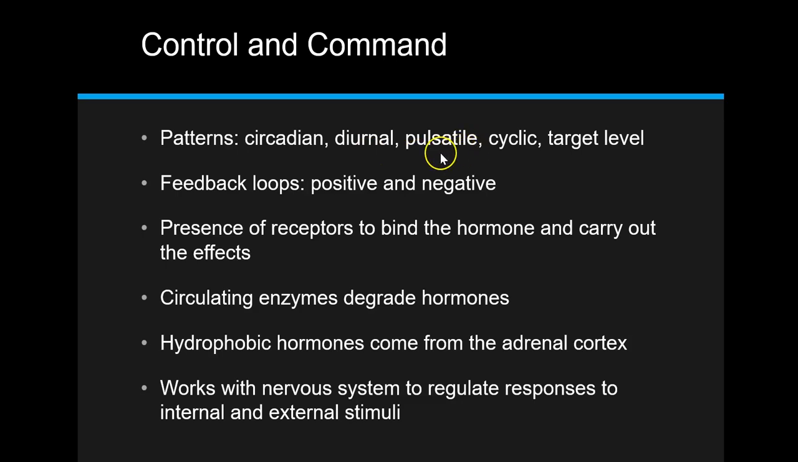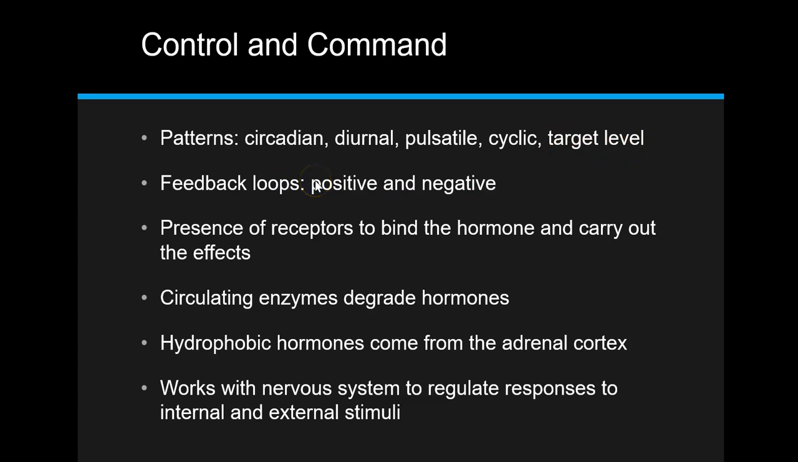Pulsatile is if the hormone is released in a pulse-like, impulse release. And then cyclic, according to a specific cycle. We could think of the female reproductive cycle as one example. And then target level, they are released to maintain a target level of hormone within the blood.